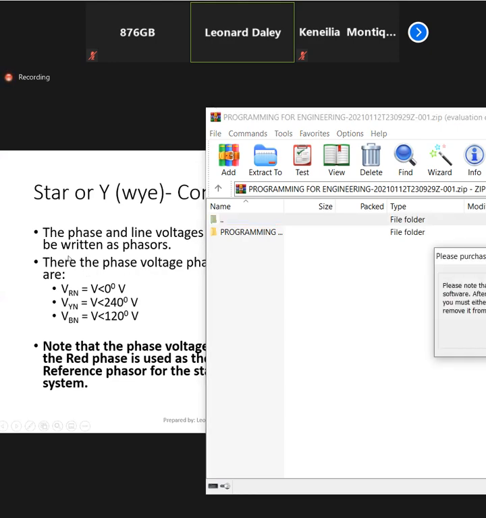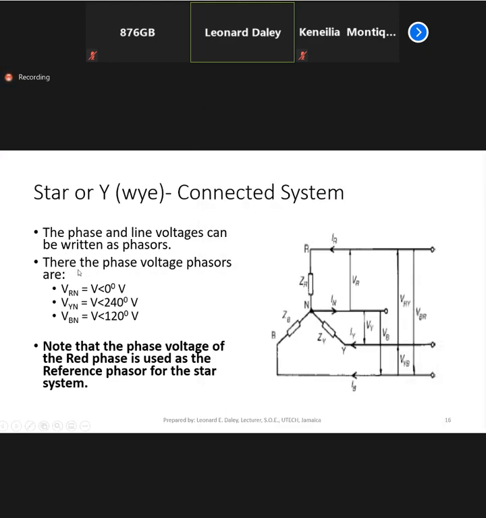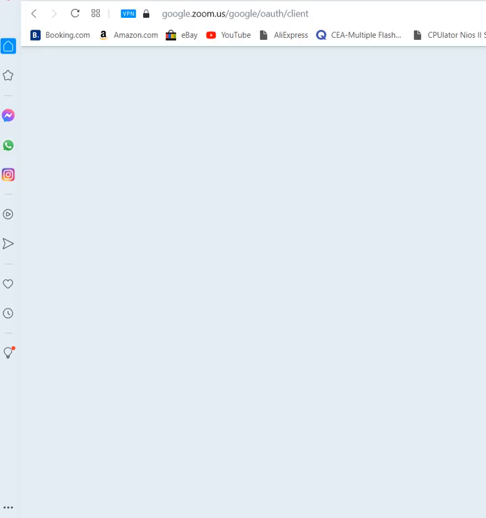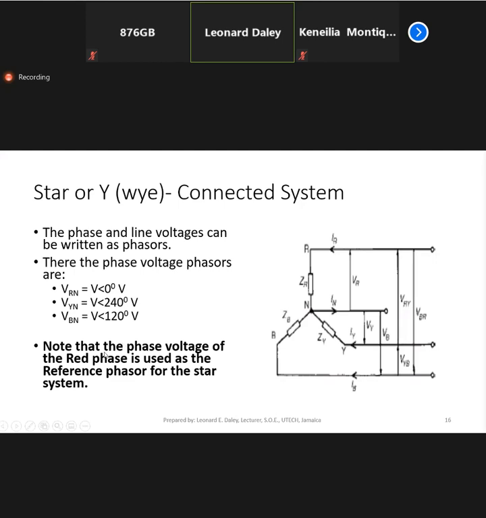All right. So the phase and line voltages can be written as phasors. The phase voltages as phasors would be like these. VRN, we say, would be our reference, so it's at angle 0. V is the magnitude of the voltage. We don't put a real value here, we just put a V. But when we get to a real problem, then we put a number there. VYN, V angle 240, and VBN, V at angle 120.